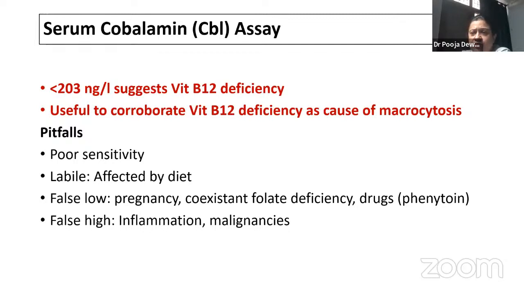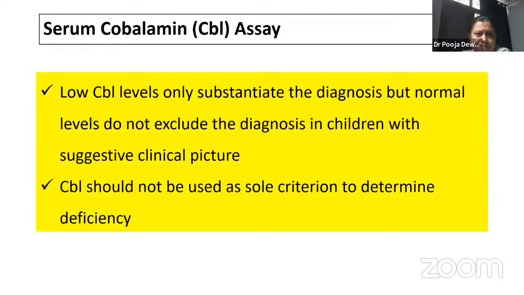So if you have a history of drug intake and you also find an underlying folate deficiency, then you have to remember why you are getting a low B12, and look at that in that perspective. To conclude from this slide, cobalamin levels should only be used as a confirmatory test or to substantiate your diagnosis, but the presence of normal levels can never exclude underlying B12 deficiency as a cause. So it is a supportive test and not always a confirmatory test. And it should not be used as a sole criterion to determine deficiency.